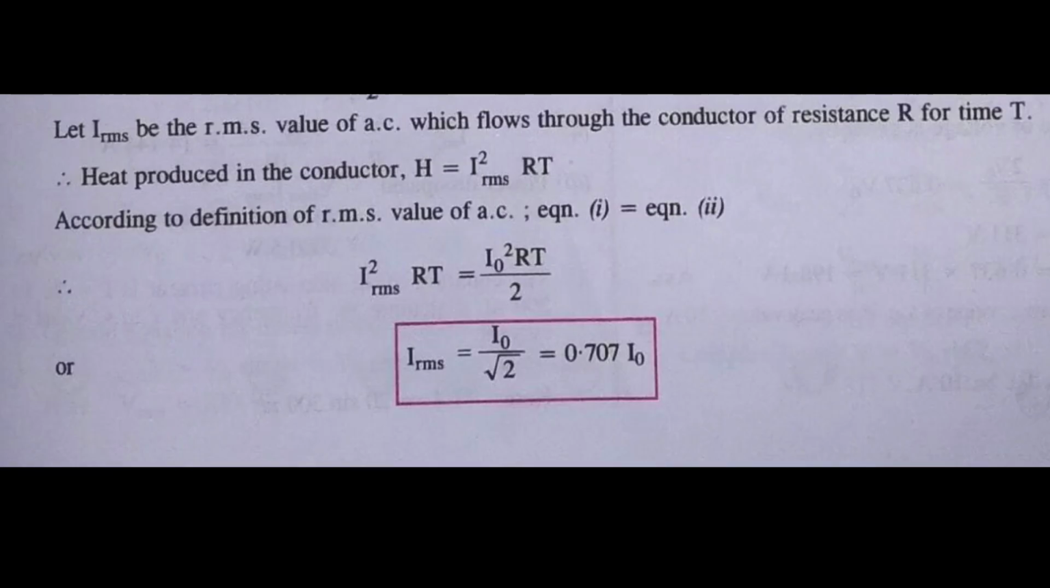So now give the symbol IRMS to the RMS value of the AC current which flows through the conductor of resistance R for the time T. We know that the heat produced in a conductor is given by the formula H is equal to I square RT, but we write this formula in terms of the IRMS current. So now we have two equations of the heat, one that we did in the previous slide and this one is the second equation. Just compare both equations of the heat and we get the root mean square value of alternating current.